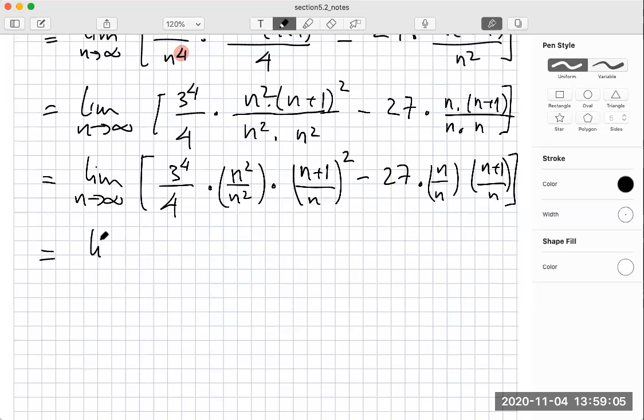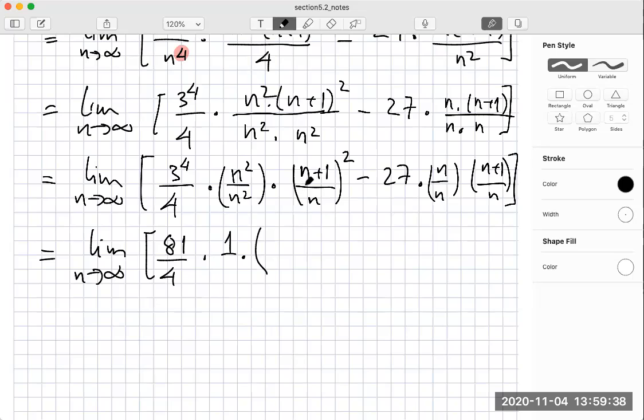So, when n goes to infinity, the limit of this, okay, n squared divided by n squared gives us 1, right? So this number, 3 to the fourth will be 3 squared times 3 squared, which is 9 times 9, and it will be 81 divided by 4.